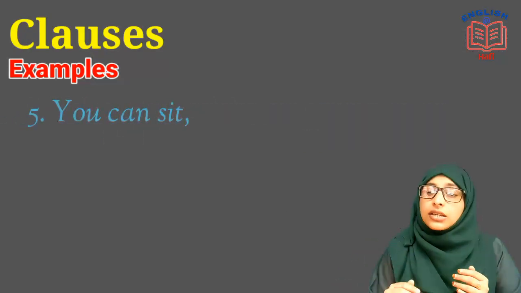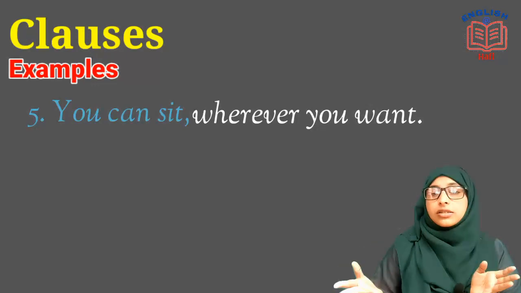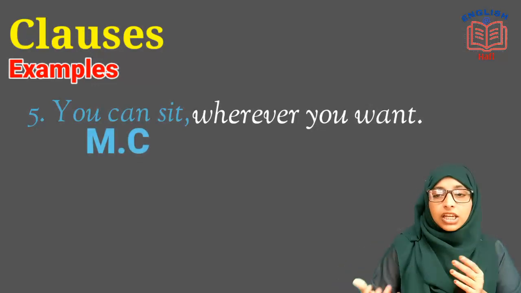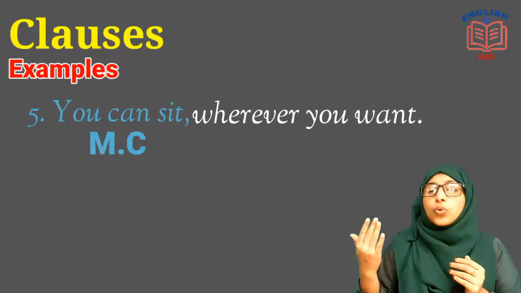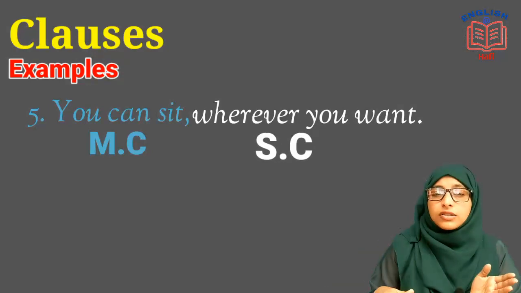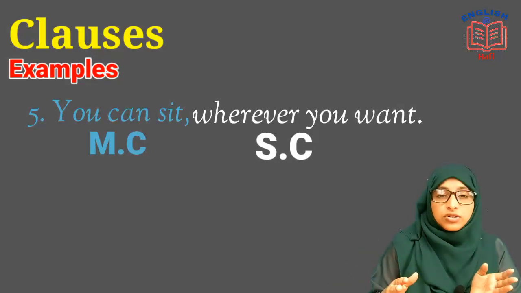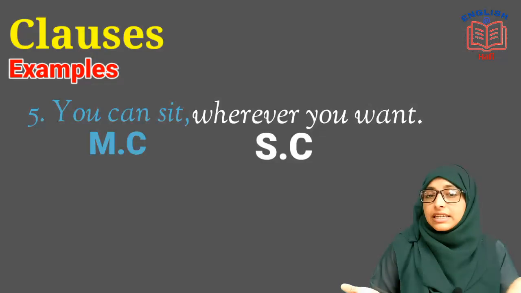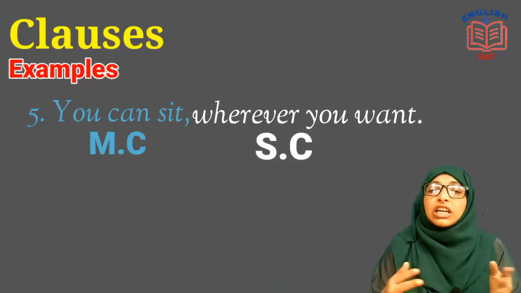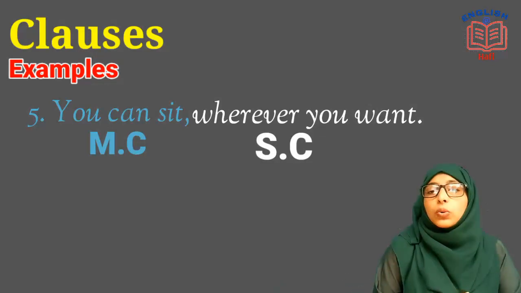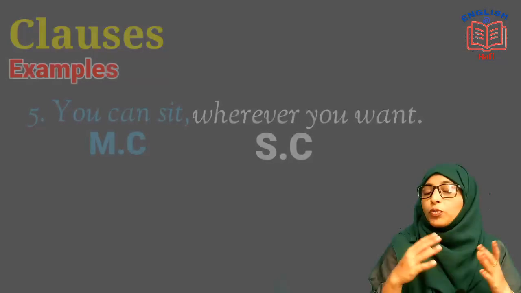You can sit wherever you want. You can sit is the main clause. Wherever you want is the subordinate clause. Here, the subordinate clause, wherever you want, gets completed only when the main clause joins together with it. So I hope you all understood the difference between phrases and clauses and the two different kinds of clauses.